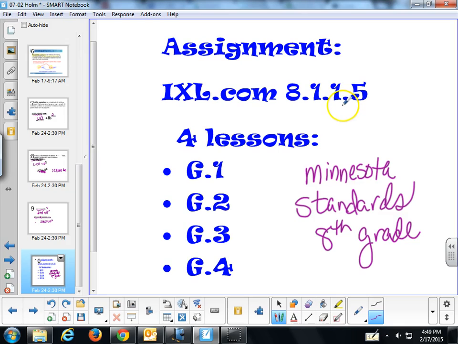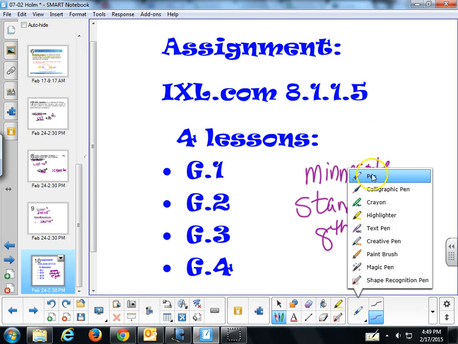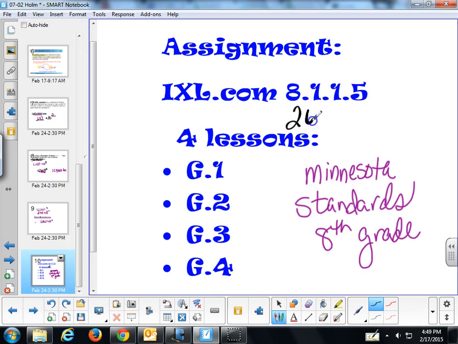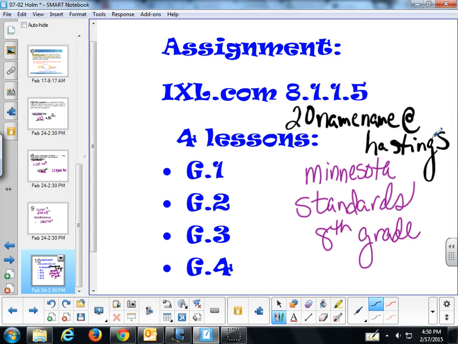Your login is just 20, first name, last name at Hastings, and then you'll do your ID number for your password.